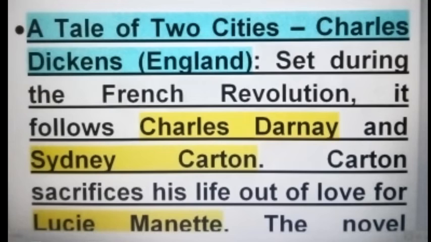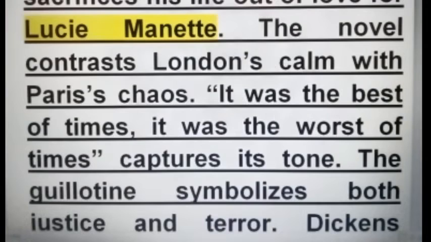The next book is from England, that is Charles Dickens' A Tale of Two Cities. Set during the French Revolution, A Tale of Two Cities follows Charles Darnley and Sidney Carton. Carton sacrifices his life out of love for Lucy Manet. The novel contrasts London's calm with Paris' chaos. It was the best of times, it was the worst of times. Captures its tone.